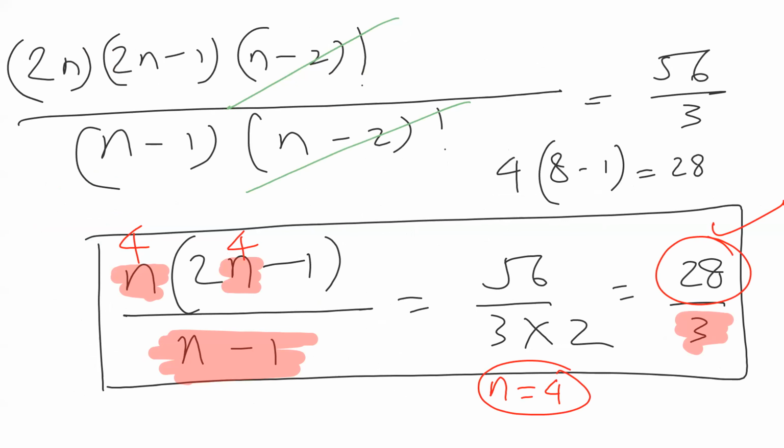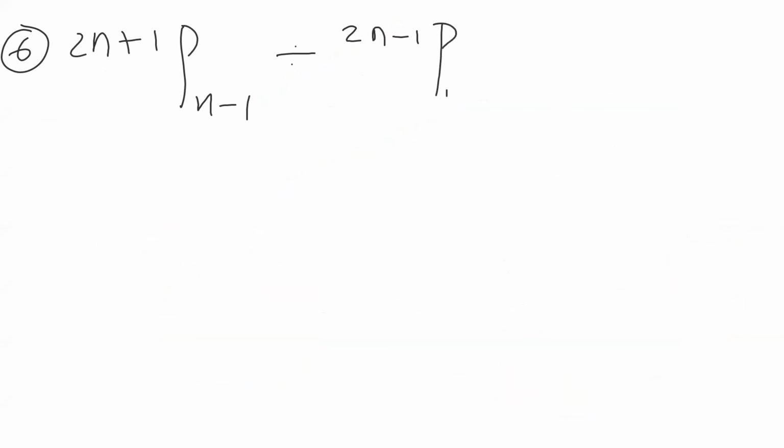Okay, so let us go to the next problem. We'll proceed with question number 6. Okay, so question number 6. 2n plus 1 P n minus 1 is division 2n minus 1 P n is equal to 3 is to 5. Fine.